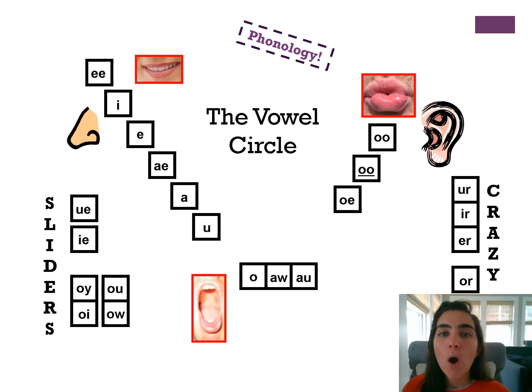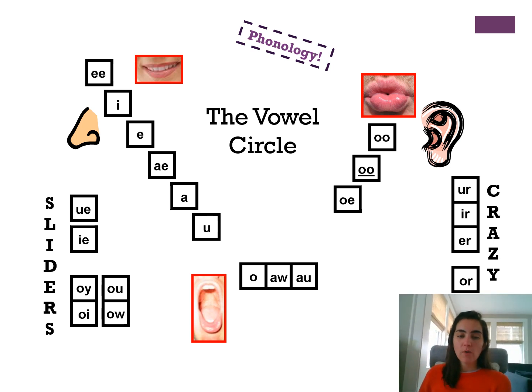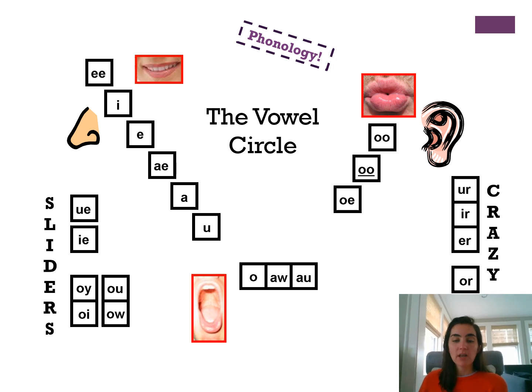Oi, ow. Now, I kind of breezed over the short O and the AU, AW. I don't notice any difference between those sounds. I don't know if that's a regional thing or what. Most of the time in a vowel circle they have short O and then AU and AW. Those make the same sound, but they'll have that as two separate things. It all sounds the same to me.